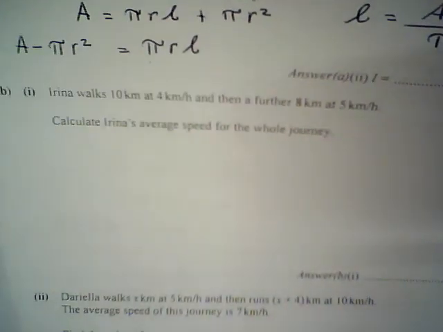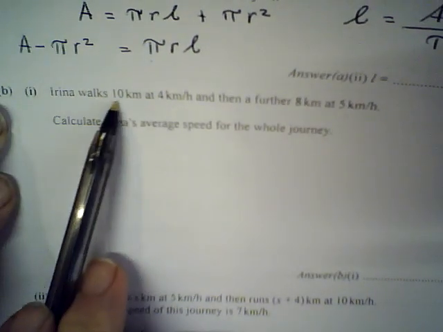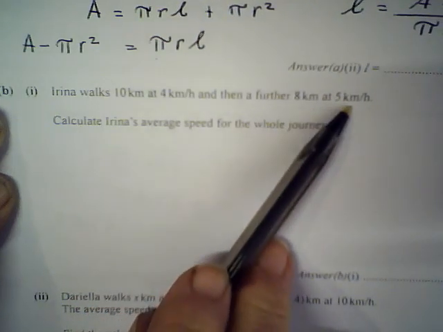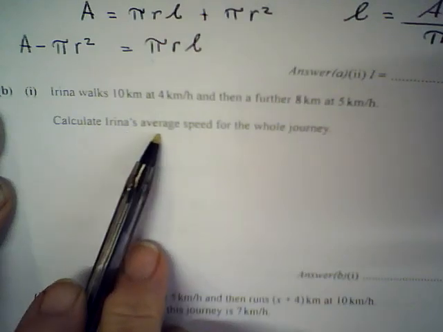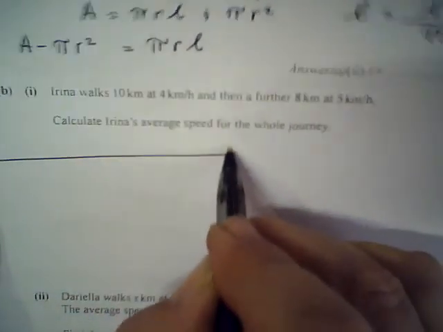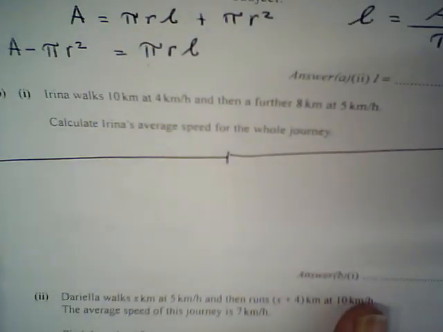Okay, Question B, Irina walks 10 kilometers at 4 kilometers per hour and then a further 8 kilometers at 5 kilometers per hour. Calculate Irina's average speed for the whole journey. Okay, so let's quickly draw a picture. That's her first distance. Then she walked another distance.